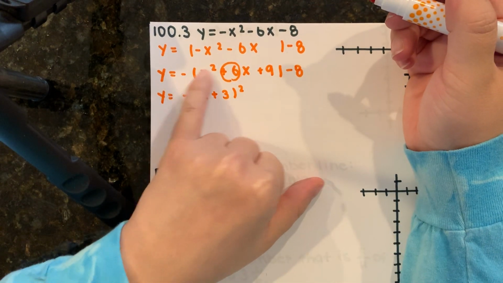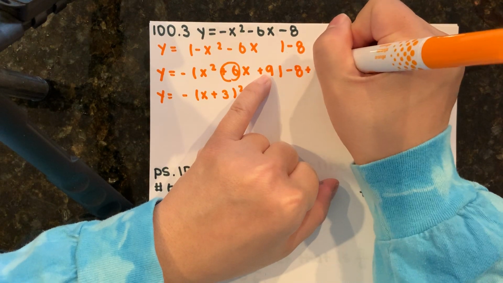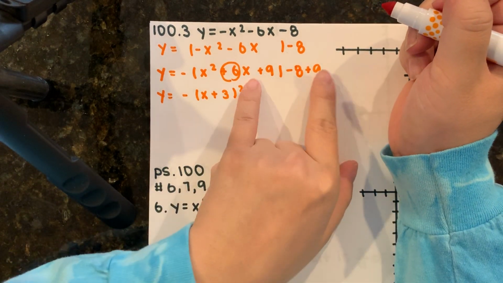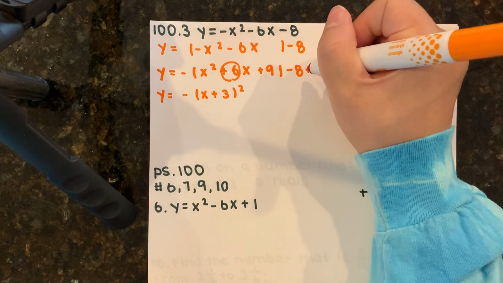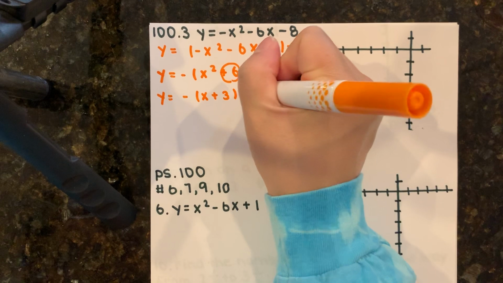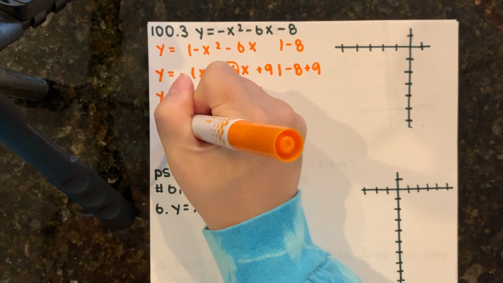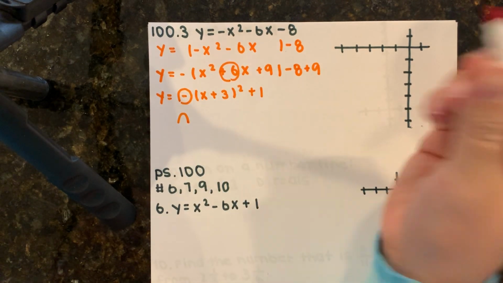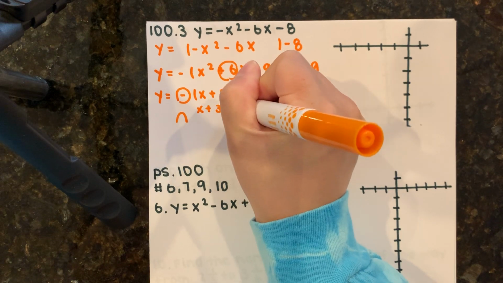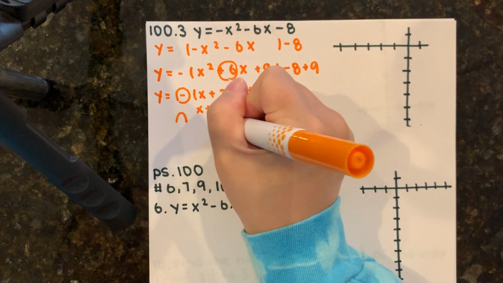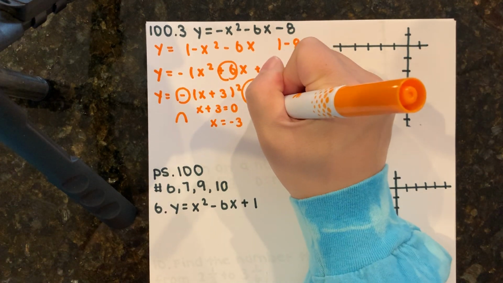But remember that this is a negative 9, so the opposite of negative 9 would be plus 9. So you're going to plus 9 on the outside. So it kind of looks like you're adding 9 on both of them, but you're not. It's the opposite. So 9 minus 8 would be 1. Now this negative sign tells me it's going to be a sad face parabola. This is going to tell me my axis of symmetry, so I'm going to set x plus 3 equal to 0. So x will be negative 3, and this plus 1 is going to be my vertex.